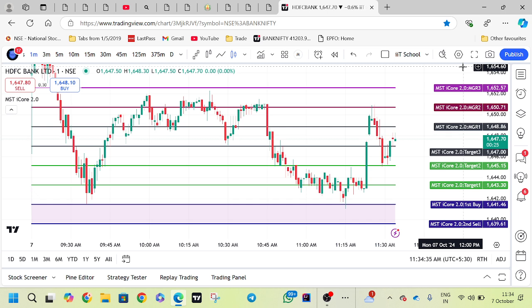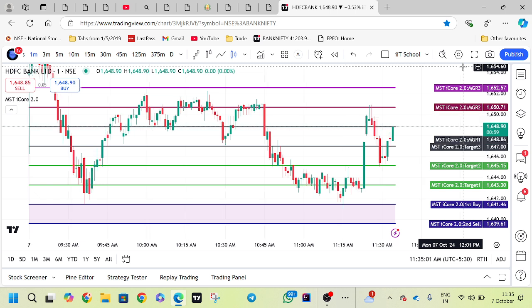Dear traders, we have made a very simple and easy to trade indicator called MST iCore 2.0 after putting in our 15 years of experience in trading and investing. If you want to really make a profit from the share market, what you need to have is patience, proper knowledge, and a proper supporting tool. Once you get our MST iCore 2.0, you will get patience, you will get proper knowledge, and this will be your proper guiding tool.